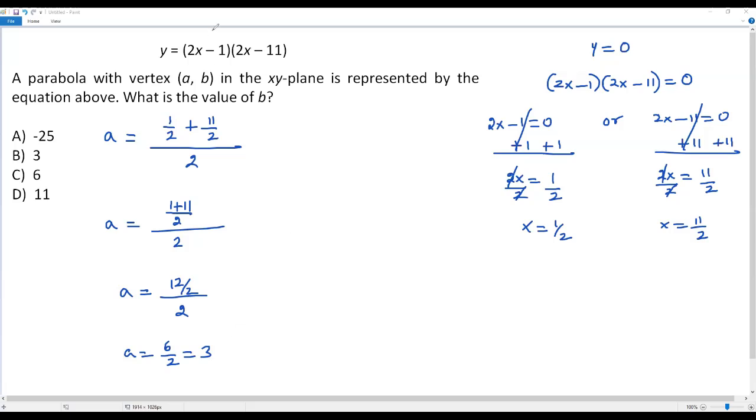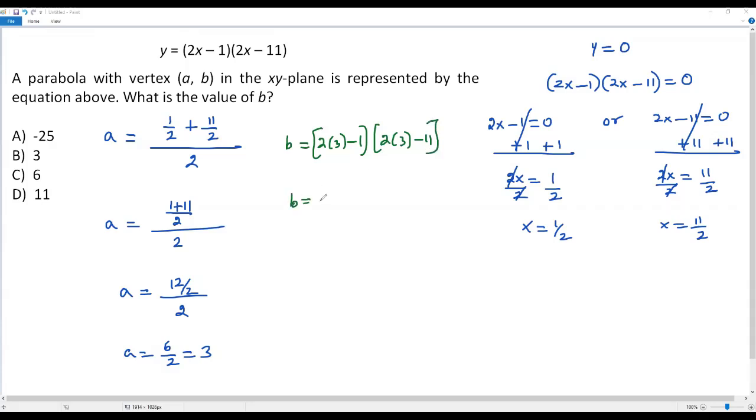Now to get the y-coordinate of the vertex, I have to plug in this x-coordinate of the vertex, 3, into the given equation. So to get the y-coordinate of the vertex b, I have to plug in x equals 3, that is 2 times 3 minus 1. I just plugged in 3 for the x over here. For this x also I have to plug in 3, and I'm getting 2 times 3 minus 11.